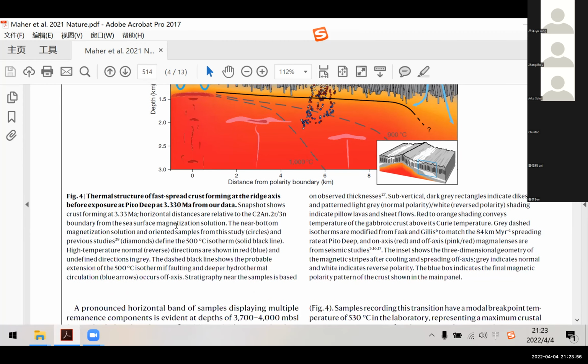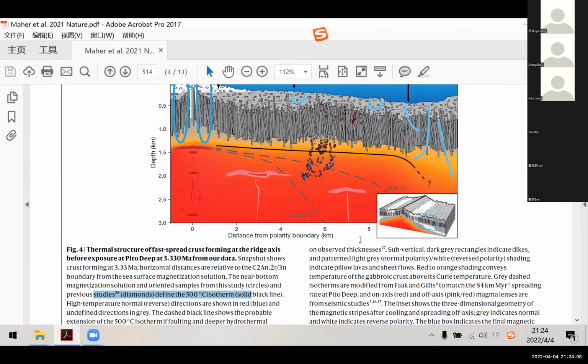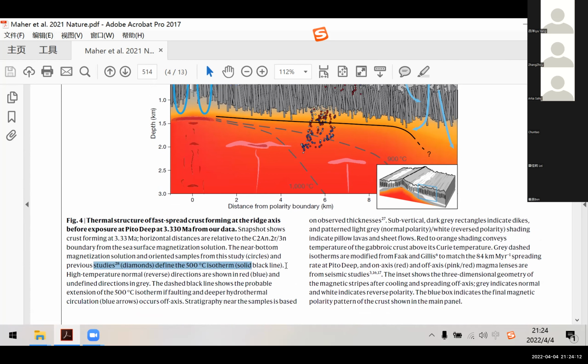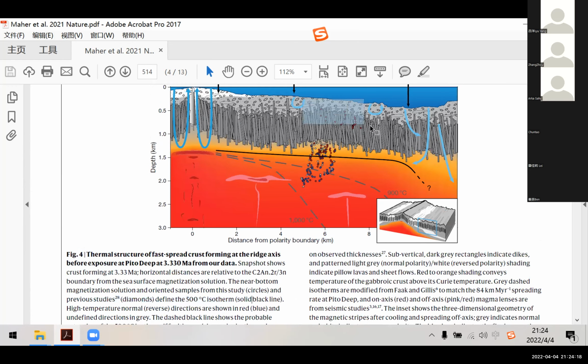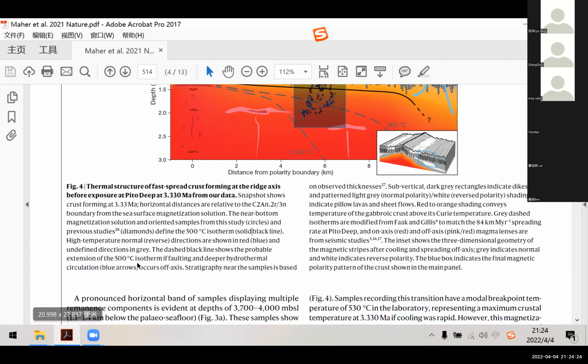And why the diamonds around, Arka, or the diamonds here? I couldn't get your question. So they say that these diamonds are the 500 degrees isotherm that you would define before, which are these points, right? And these circles are what they define in this study, I suppose.